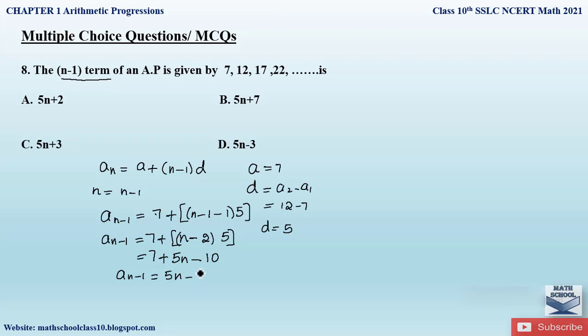So it will be minus 3. So the nth term of the given AP is 5n minus 3. So our correct option is option D. Here be very careful with the signs, because we have another option as 5n plus 3. If you go wrong with the signs, then you will select this answer, which will be wrong. So you have to be very careful with the signs when you solve the problems.